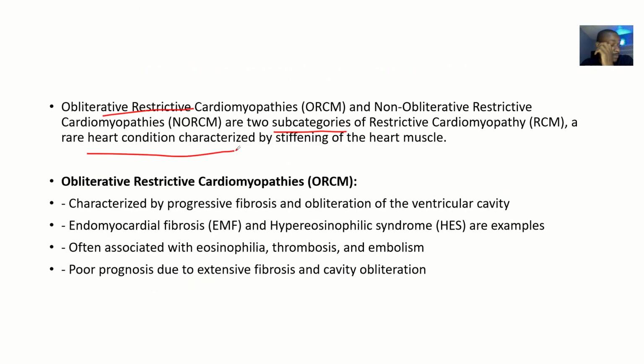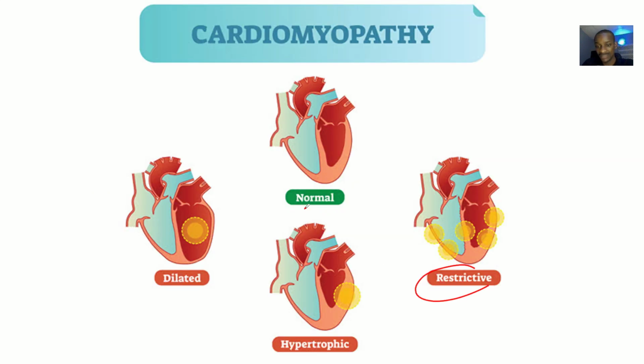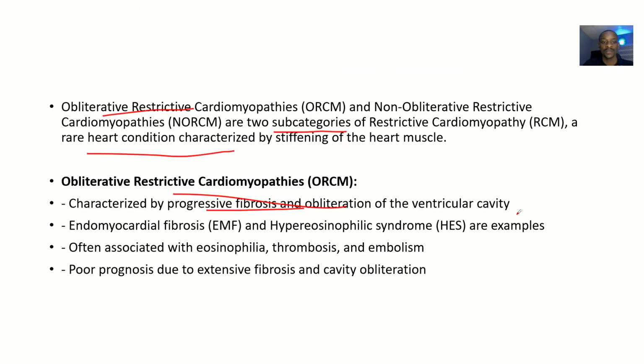Talking about the obliterative type of restrictive cardiomyopathy, there's a progressive fibrosis and obliteration of the ventricular cavity. So that means what? Because the muscles are becoming too thick, they are now like wearing away. That's obliteration.